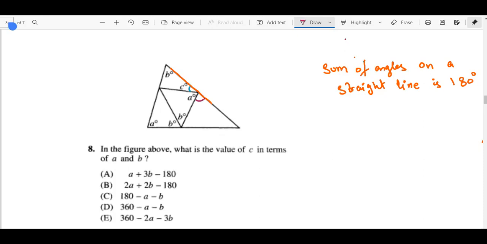So if somehow I get to find this pink angle, I know that this pink angle, A angle, and C angle, their sum would be equal to 180. And then I can make C the subject of the equation and get my answer in terms of A and B, right? But the real challenge is to find this part. Are you clear till here? Yes, ma'am. Okay, perfect.